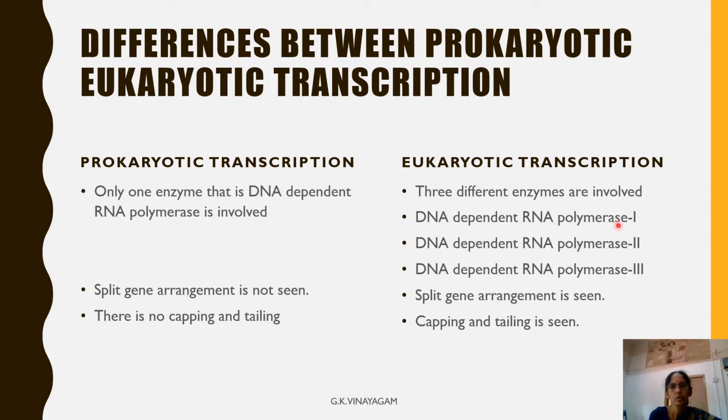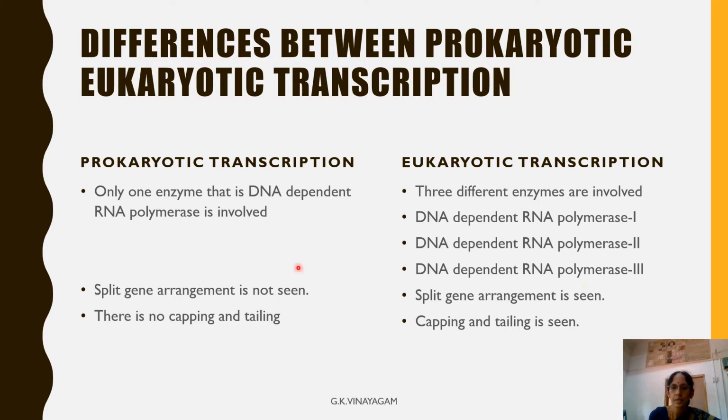DNA-dependent RNA polymerase 1 transcribes rRNA. DNA-dependent RNA polymerase 2 transcribes mRNA, but in an immature form as hnRNA. DNA-dependent RNA polymerase 3 transcribes tRNA.